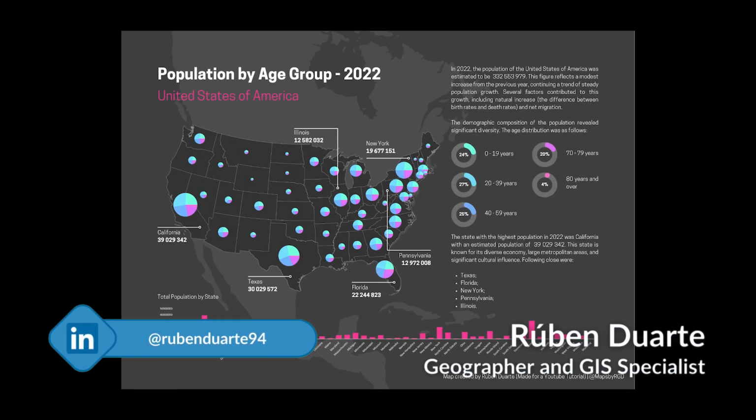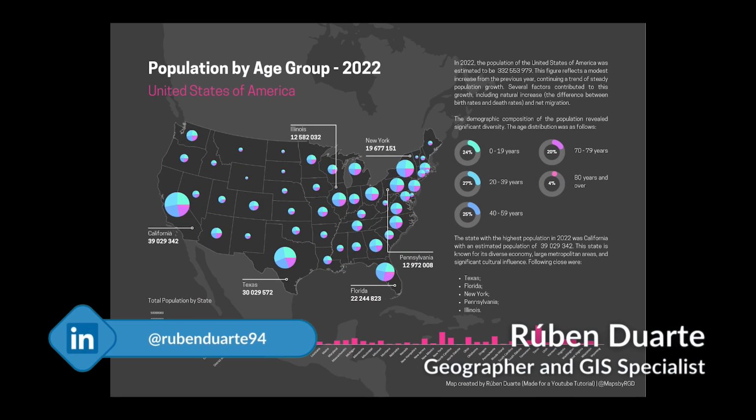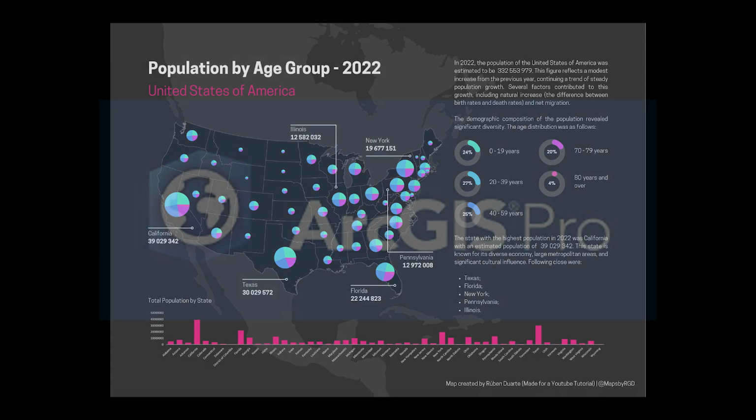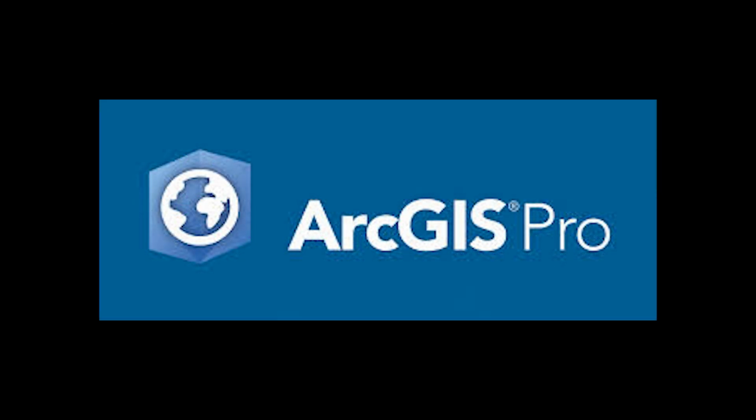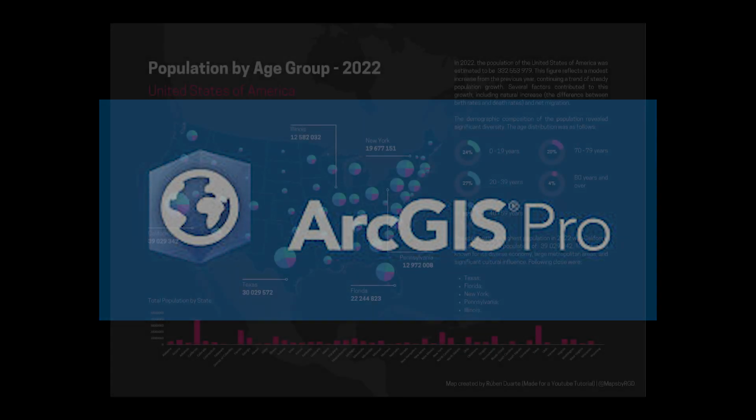Welcome to another video. Today I will show you all the steps needed to create a map infographic like this. This tutorial is super easy. I will just use the ArcGIS Pro software, but if you don't have it, there's no problem at all. You can use any other, like QGIS for example.